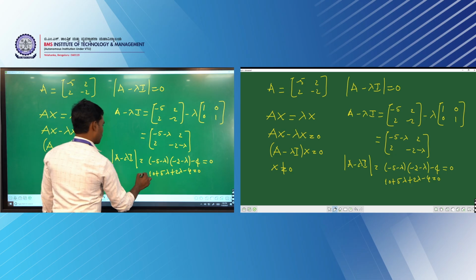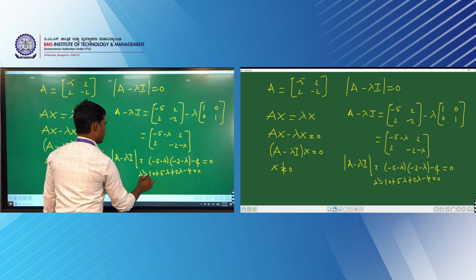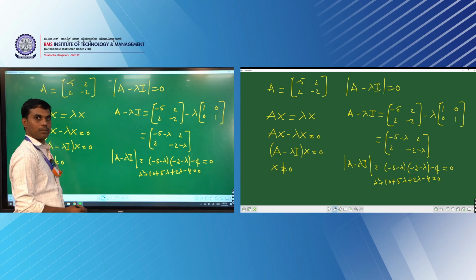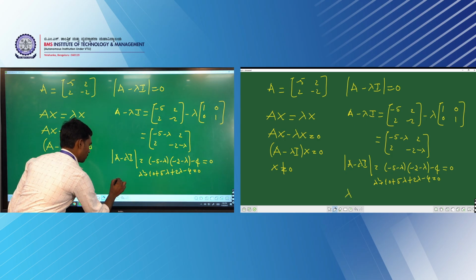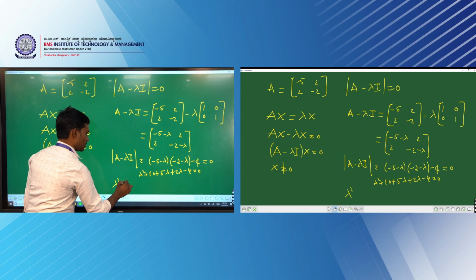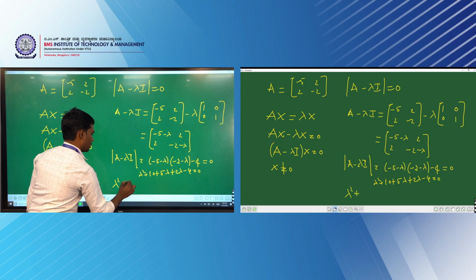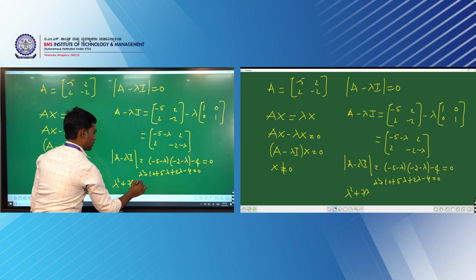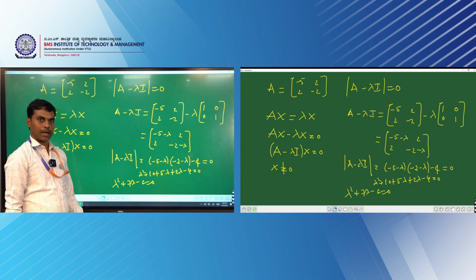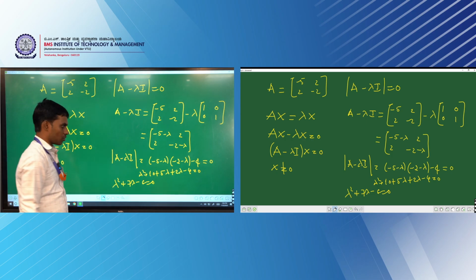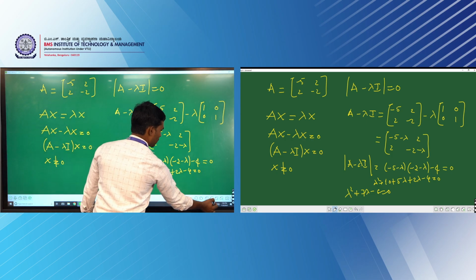Where first it will be lambda square plus 10, 5 lambda plus 2 lambda minus 4. So the equation is now lambda square plus 7 lambda, 10 we have minus 4, that will be 6, equal to 0. So we are getting an equation lambda square plus 7 lambda minus 6 equal to 0. We will solve that quadratic equation. So what we will get?